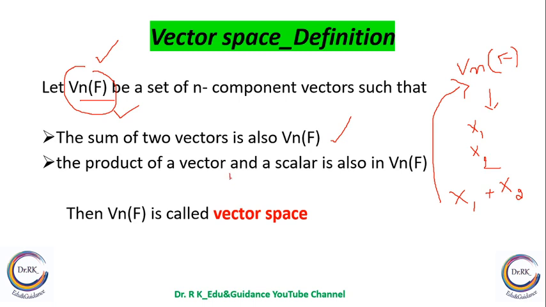Next, the second one is scalar multiplication. If you take any scalar k, and any vector in VNF, and you multiply the scalar by the vector, the resultant product is also in VNF. So that means two properties. One is that it satisfies the closure property with respect to addition of vectors. Second is multiplication by a scalar. Then VNF is called a vector space. The definition is very important in most of the examinations.